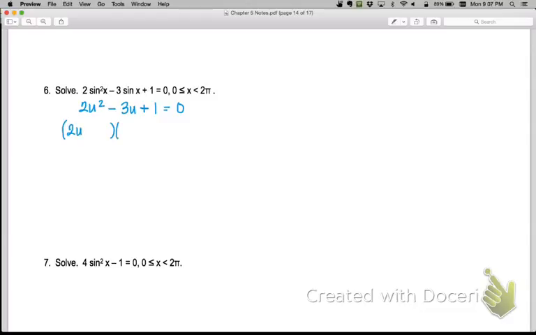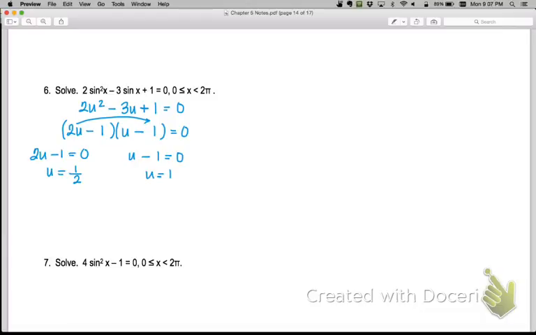Again, the only thing that multiplies to 2u squared would be 2u and u. I can only have a 1 and a 1. But if I need to add up to -3, I need both of these to be negative. 2 times -1 is -2. -1 times 1 is -1. -2 plus -1, that's what's going to give me the -3. So there are my factors. So again, 2u minus 1 equals 0, or u minus 1 equals 0. Go ahead and solve for u. So u is positive 1/2, and u is 1.